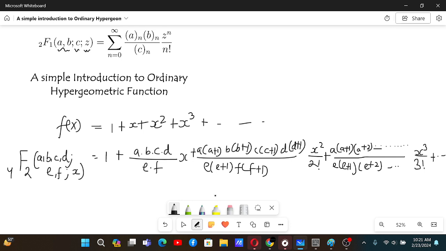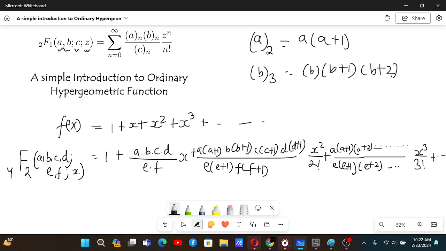Now we have some notations like a sub 1 is a, and then a sub 2 is just a times a plus 1. So this can be written as a sub 2, and this is b sub 2. Now this is a sub 3. Similarly, b sub 3 will be b, b plus 1, b plus 2. This is known as Pochhammer notation. And if this is a sub n, then we know that it goes up to a plus n minus 1.